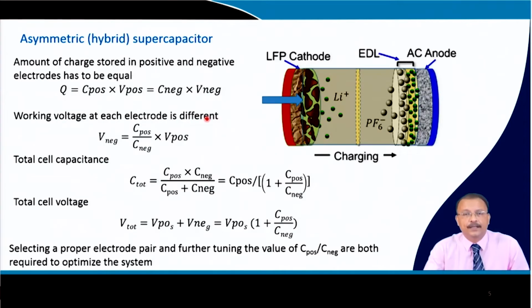Now, consider that you have a hybrid supercapacitor. For example, I have shown here that you can take a lithium iron phosphate cathode, which is a typical battery material, and you can have activated carbon, AC, as the anode. The electrolyte could be LiPF6 salt dissolved in EC-DMC, just like your battery. So, one type is EDLC type, another one is battery type, just to make you understand the concept.